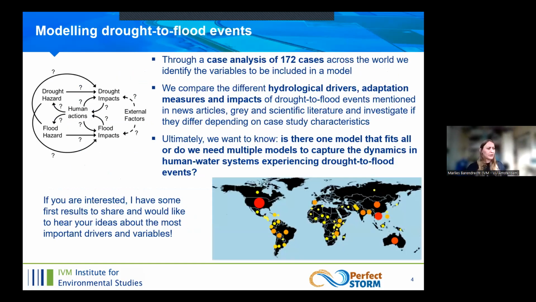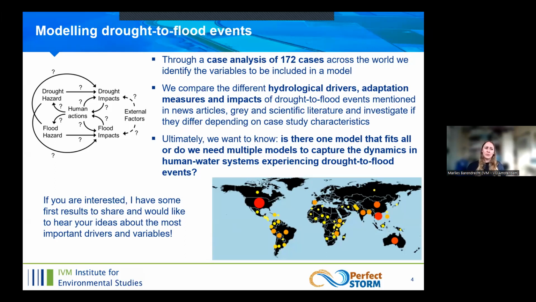And what we are working on now is a case analysis of drought-to-flood events, so far 170 cases across the world, but it's a work in process. As you can see, we haven't included the European cases yet. And we are looking at gray literature, newspaper articles, and scientific literature to identify the hydrological drivers, adaptation measures, and impacts that were present in these cases.